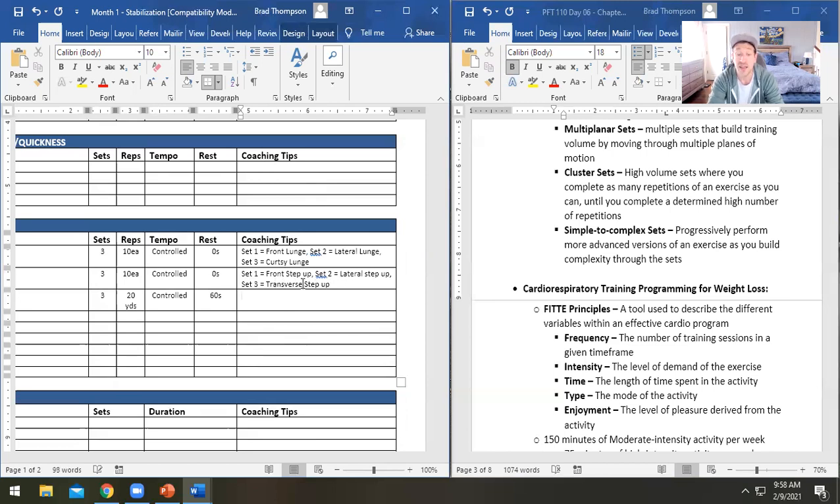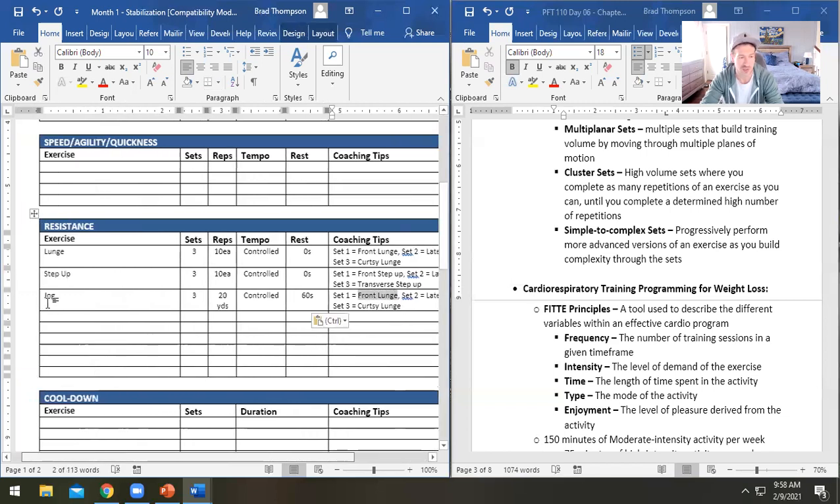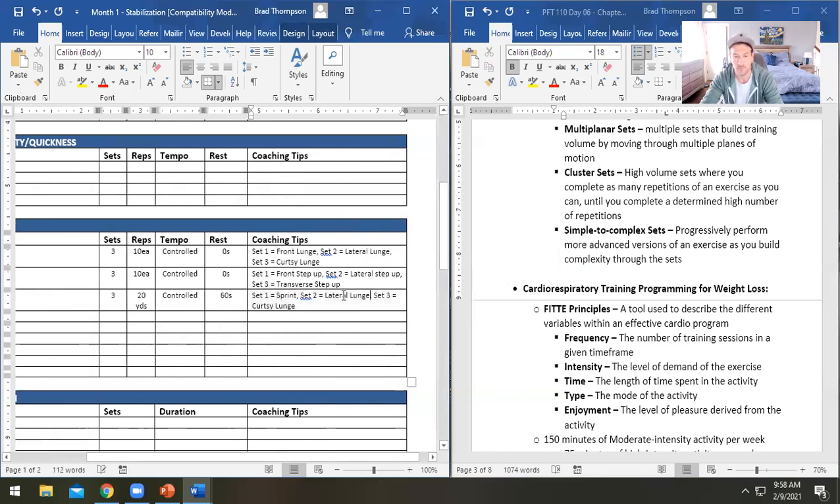Okay. And then set 1 will be a regular jog. Actually, no, I do want to change it to sprint. Set 1 will be a sprint. Set 2 will be a side shuffle. And set 3 will be a karaoke. Right? So now suddenly we've got a very different workout where we're challenging different parts.